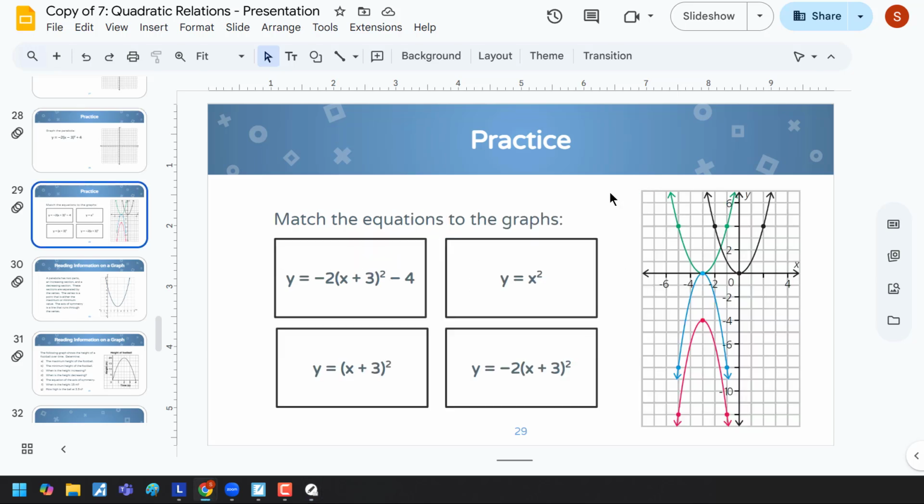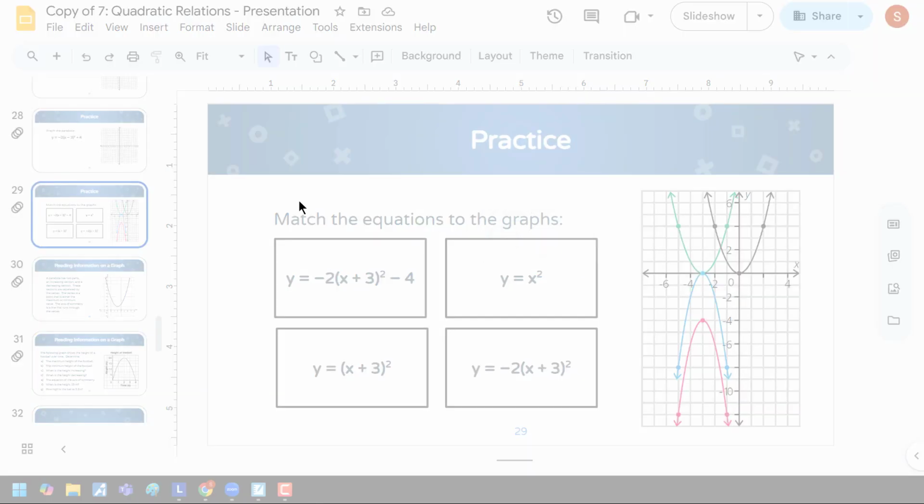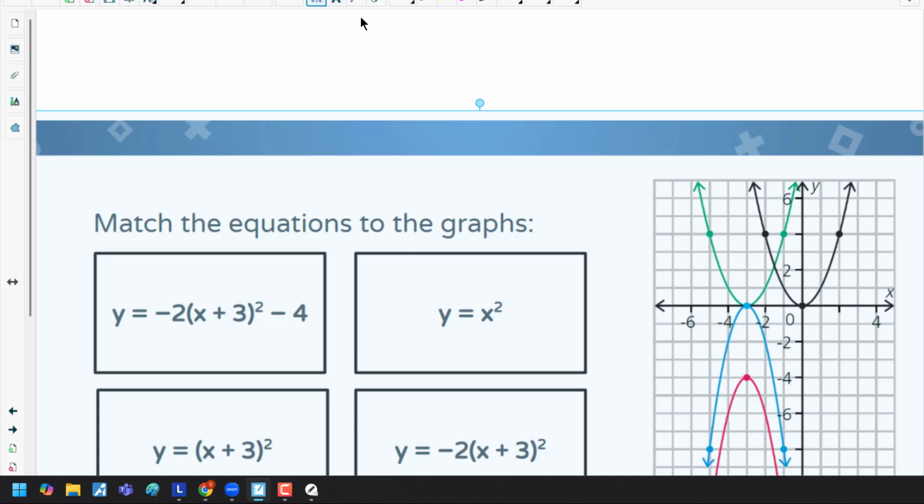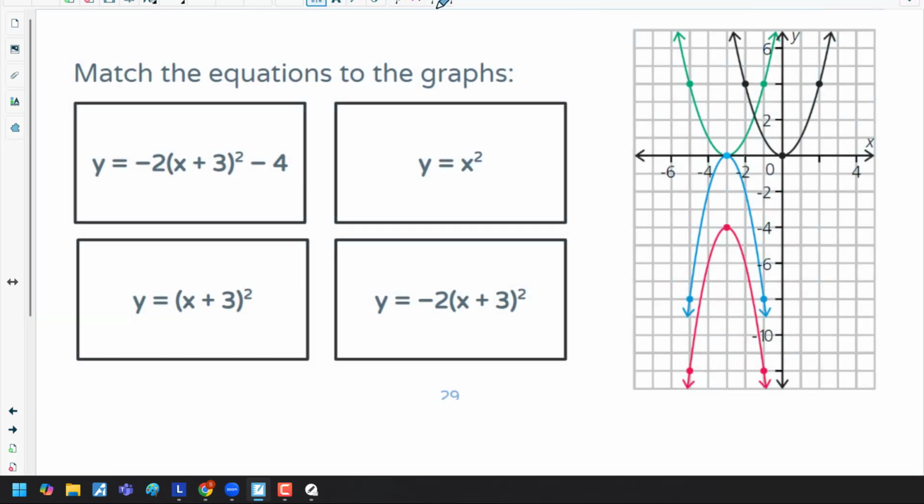Practice: match the equations to the graphs. Once again, I'm just going to be a bit quicker. Normally I'd ask you to do this, but we are almost out of time. So pause it, and if you want, you can try doing this yourself. I'm going to start now.